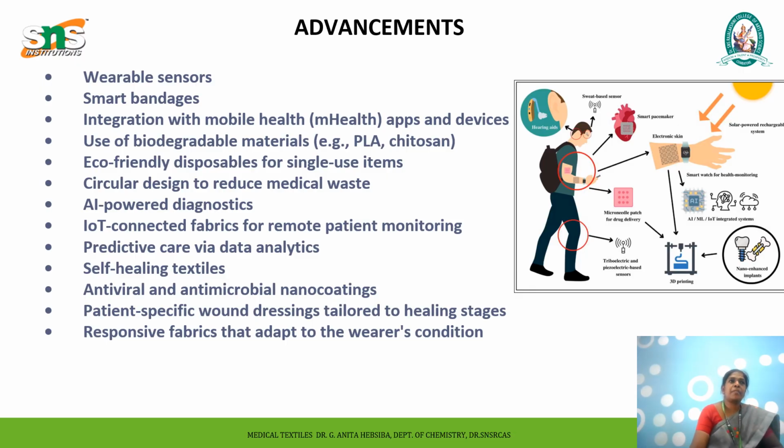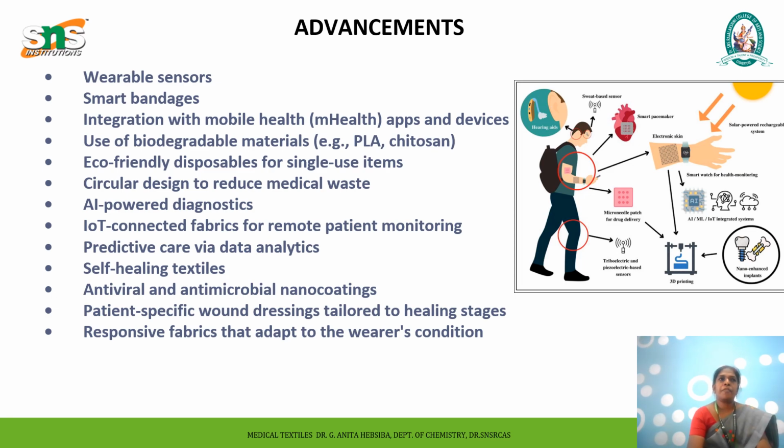Self-healing textiles can be given for wound care, with antiviral and antimicrobial nano coatings using silver, copper, graphene oxide, etc. And then development of non-invasive implantable fabrics. So here they are self-implantable, and patient-specific wound dressings tailored to healing stages. That is, according to the stage, the wound dressing will release the required amount of medicine, and hence it can help in faster healing. Responsive fabrics that adapt to the wearer's condition.